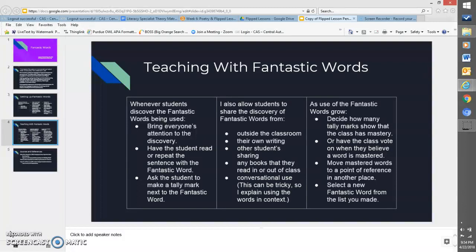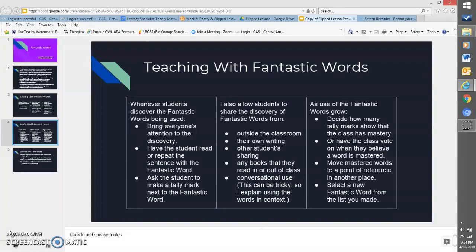This, however, you have to be careful with. I carefully explain what it means to use the word in context so that it makes sense. I do want to encourage them to use these words in their writing, in their own speaking. However, sometimes they just want to use the word to make a tally mark. So they're just having a discussion about the word and using the word. So you have to explain very clearly that's not what you're looking for, that we will be talking about the words, but the tally marks are for when we actually use the words in context.